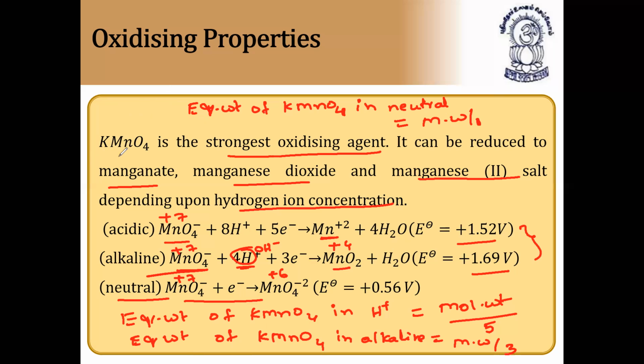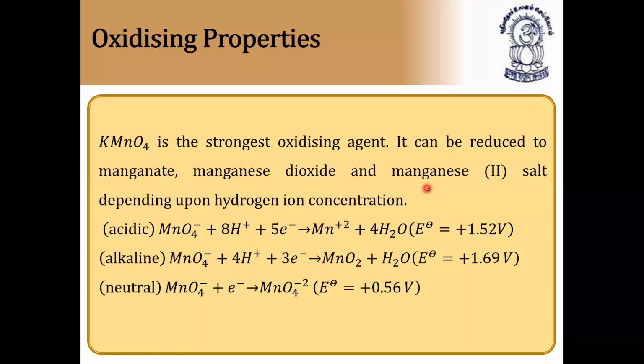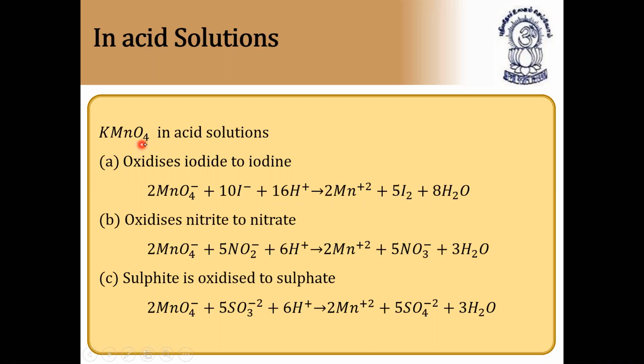On the whole, potassium permanganate is the strongest oxidizing agent. It brings about oxidation to others and itself undergoes reduction, as I told you. +7 changes to +2 means it is undergoing reduction. Next, in acidic solutions, potassium permanganate oxidizes iodide to iodine. Again you can see here clearly, the +7 state changes to +2 state, so the equivalent weight is equal to molecular weight by 5.